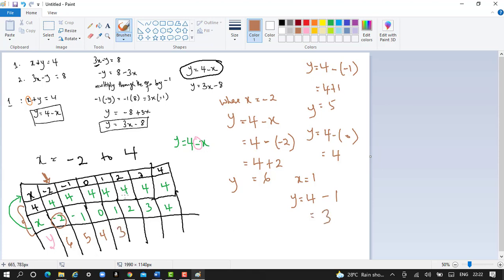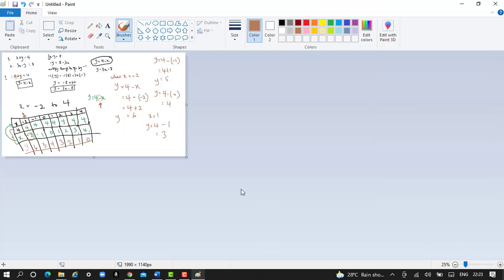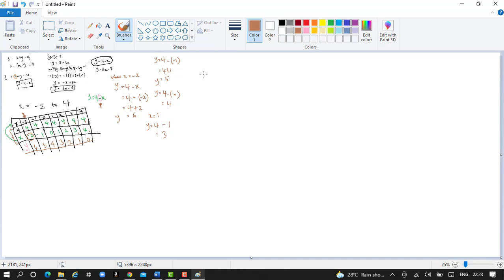So when you pick this one, 4 minus 2 will give us what? 2. 4 minus 3 will give us what? 1. And 4 minus 4 should give us what? 0. So this is for our first formula. Let's move to the second one.